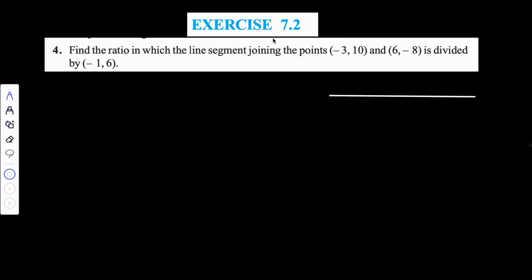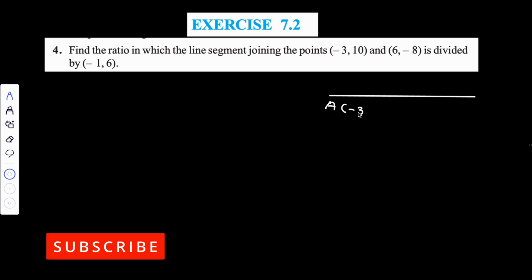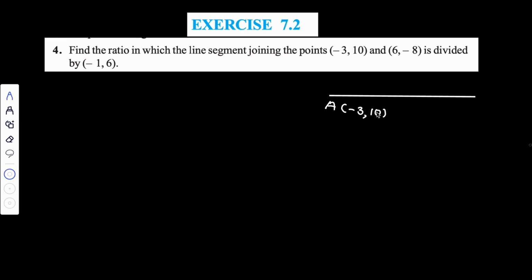In this video I'm going to continue coordinate geometry exercise 7.2. We are going to the fourth question. Find the ratio in which the line segment joining the points (-3, 10) and (6, -8) is divided by (-1, 6). So here there is a line segment. Here the first point A we will take as (-3, 10).